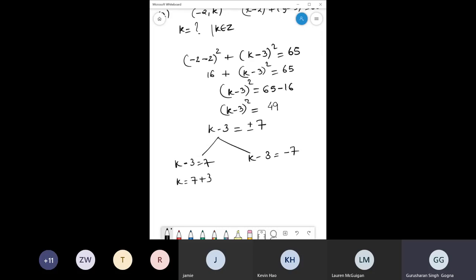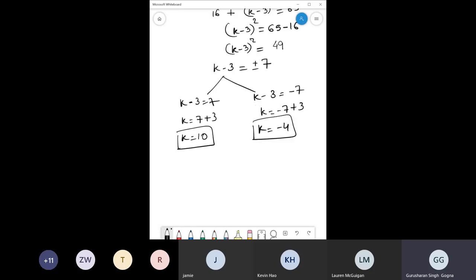So you will get 7 plus 3, which is 10. And here you will get minus 7 plus 3, which is minus 4. So you got two answers. Make sure both are integers, and do not ignore the information given at the start: k belongs to the integers. If, let's say, one answer is not an integer, you should ignore that. But in this case, both are integers, so you have to use both.